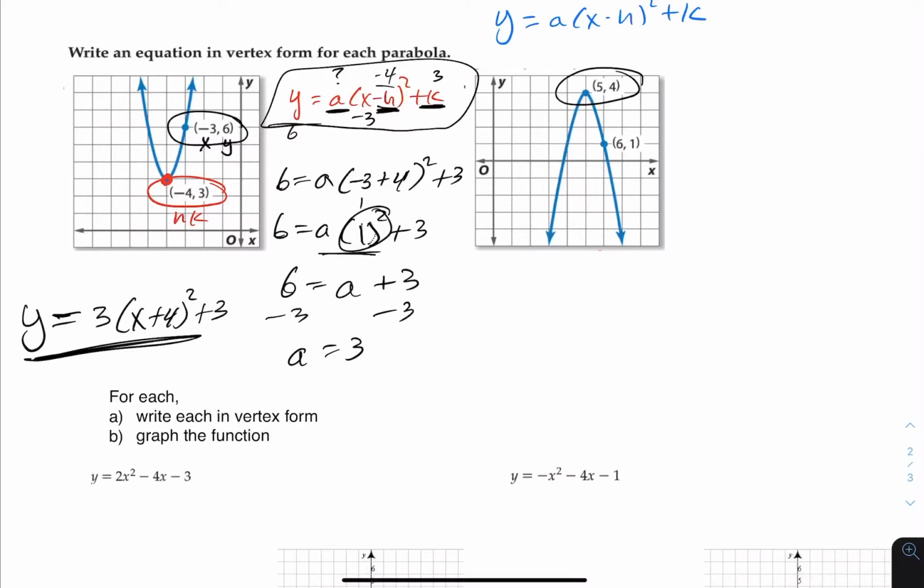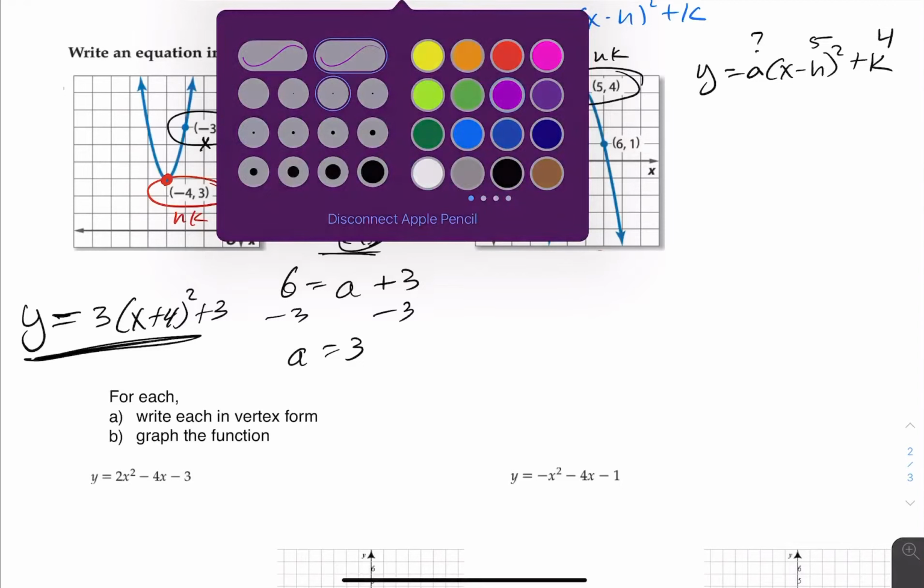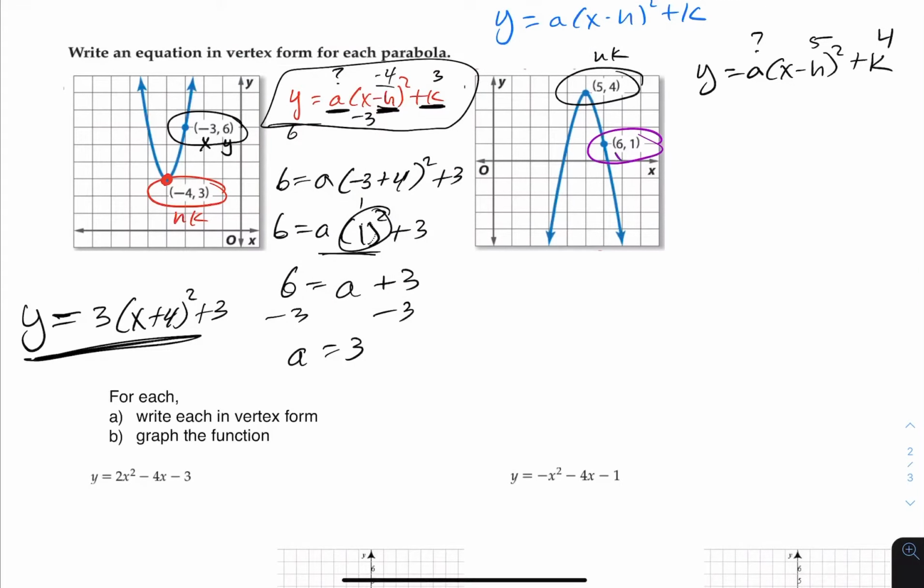So we do the same thing on this one. I have my h and k already. My h is 5 and my k is 4. I have to find out what a is. So what we're going to do is plug in this other point here, which is our x and y. We're going to use that to find my a. So 1 equals a times (6 minus 5) squared plus 4.